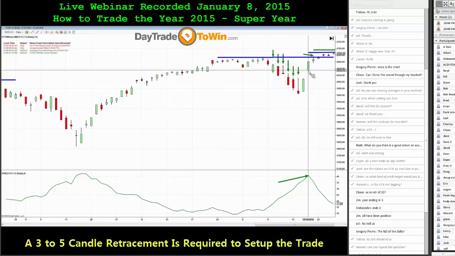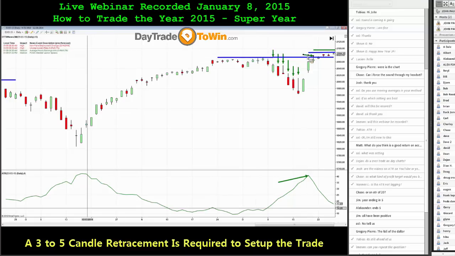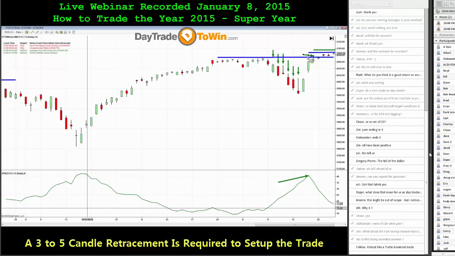It's only after 3 or 4 bars have pulled back before you decide to jump in long, breaking the most recent highs. Now, you can't do this every year or at any time. There has to be a reason for doing that. The two reasons you can do that are the January effect, which I'm going to cover in a little bit, and also the 2015 super year, which we have.